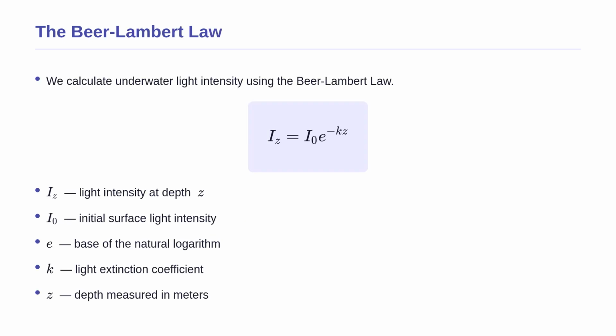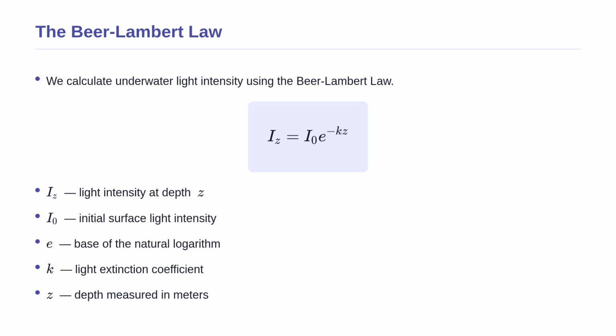This brings us to an important mathematical relationship. To calculate exactly how much light reaches a specific depth, limnologists use the Beer-Lambert law. Conceptually, this law models how light fades exponentially based on the water's clarity. In this formula, Iz represents the remaining light intensity at your target depth.